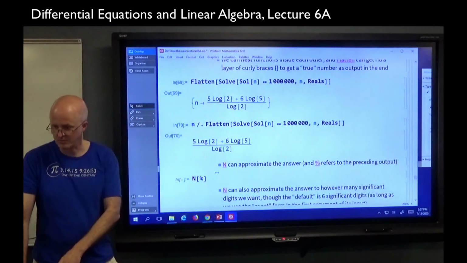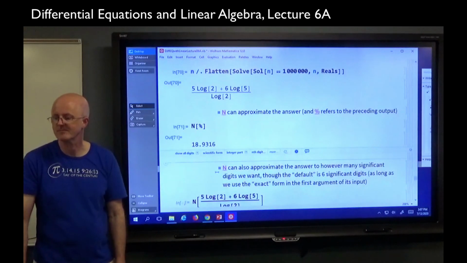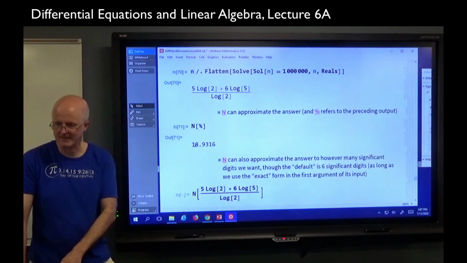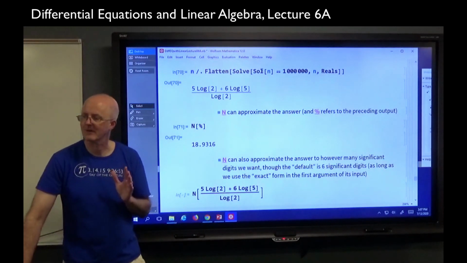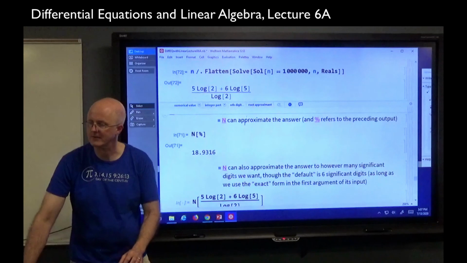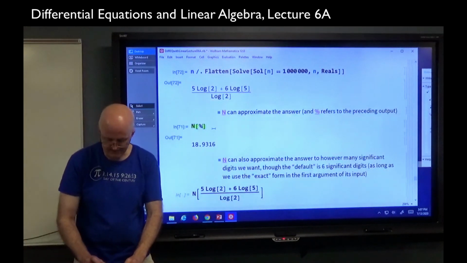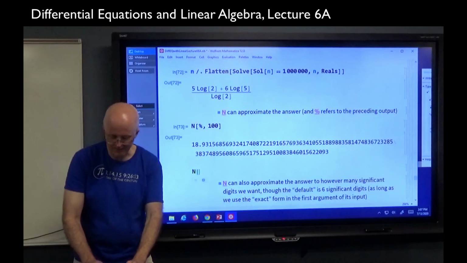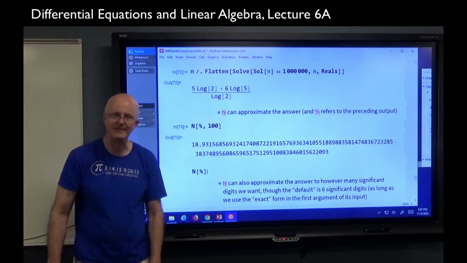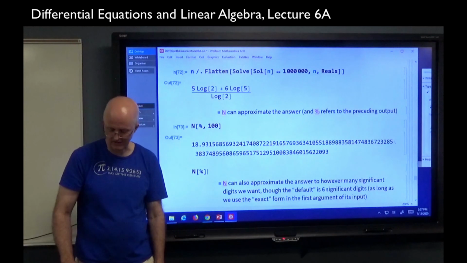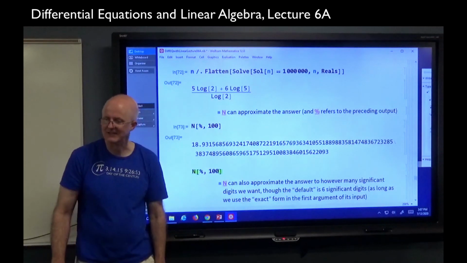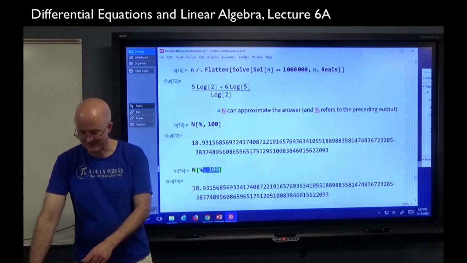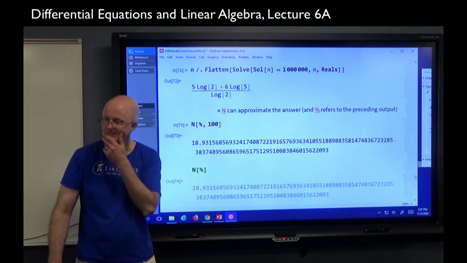Again, like I said before, the percent sign refers to the preceding output. If I re-enter this, it's going to approximate this thing, which, okay, this is important. Let me re-enter this. If I want to approximate that to, say, 100 decimal places, I can do this again. But now if I refer to that preceding output and approximate that, even if I put a comma 100 in there, it actually doesn't do 100 decimal places. Well, okay, I guess I was wrong. Usually it does 6 significant digits instead of 100.